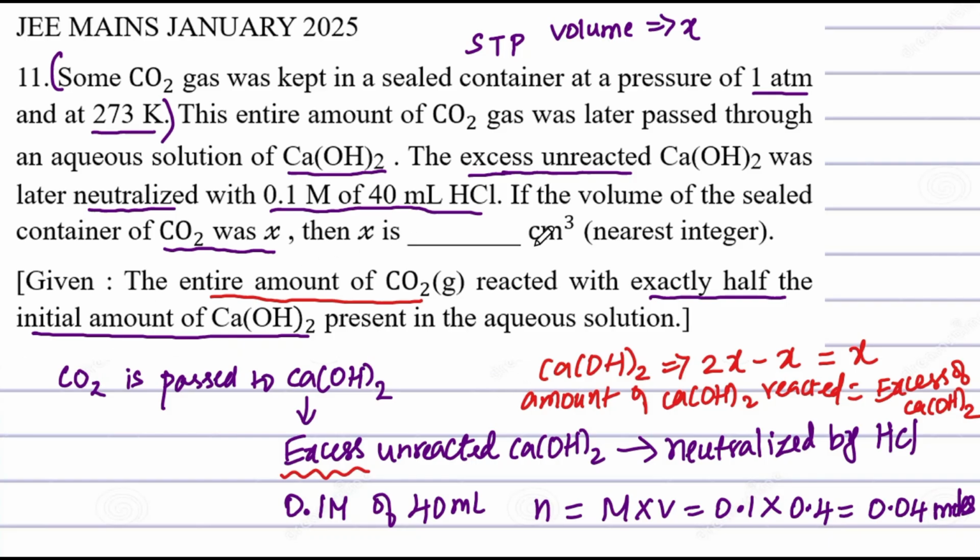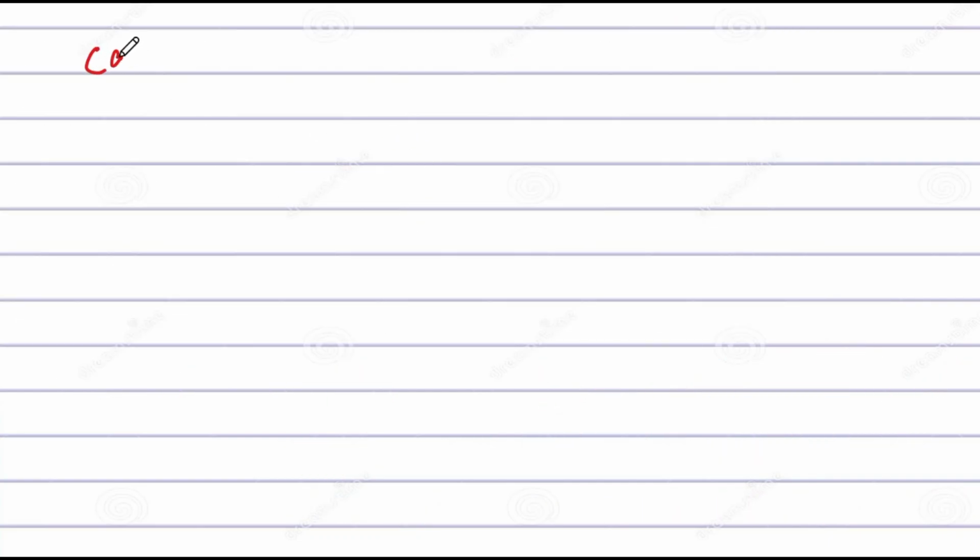Now let us find the volume of CO2. So first let us see the neutralization reaction of HCl and Ca(OH)2. So Ca(OH)2 is a base that is going to react with HCl. So it is a neutralization reaction in which a salt is formed, CaCl2, and water is formed, H2O. So here you have to balance the equation. 2 chlorine atoms are there in the product side and 2 hydrogen atoms are there in product side. So just write 2 HCl.